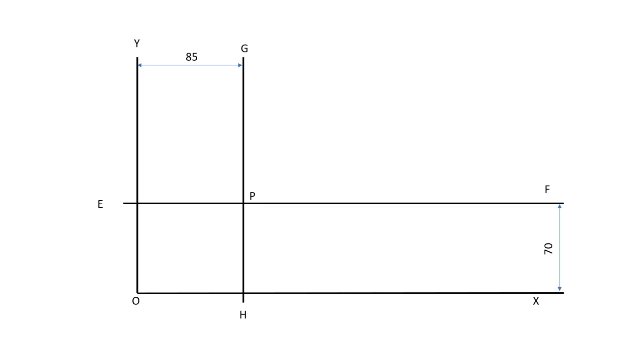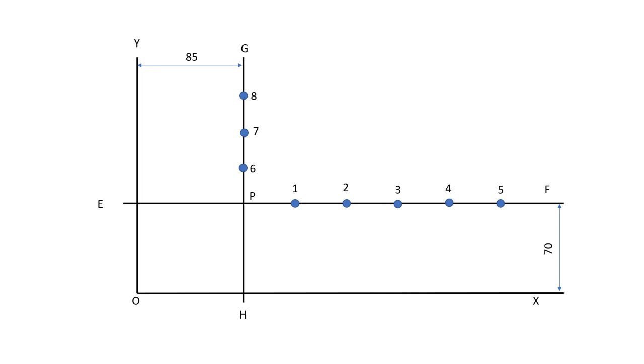Now we have to take some points on the line PF. 1, 2, 3, 4, 5. You can take as many points as you wish, and it is not necessary that the distance between these points should be equal. They can be at any arbitrary distance. Similarly, we can take a few more points on the line PG: 6, 7, 8. Again, these points can be at arbitrary distance.